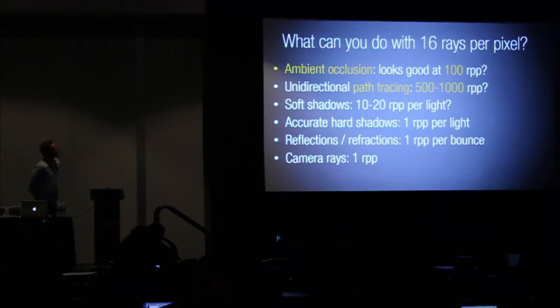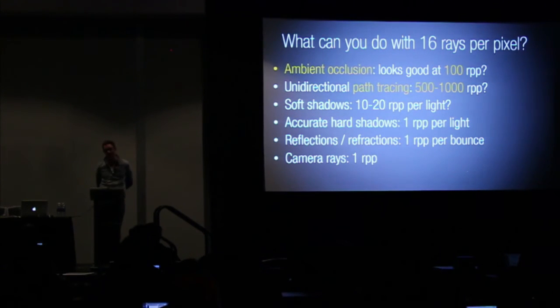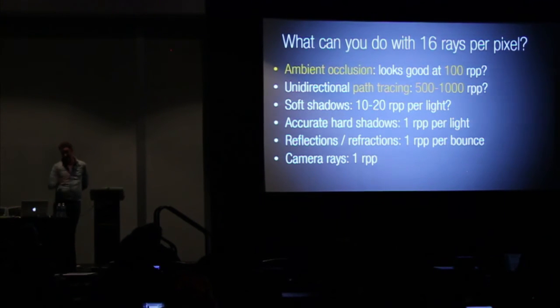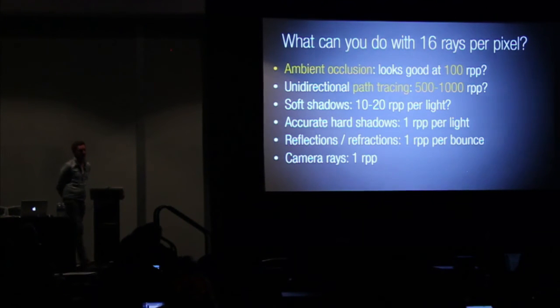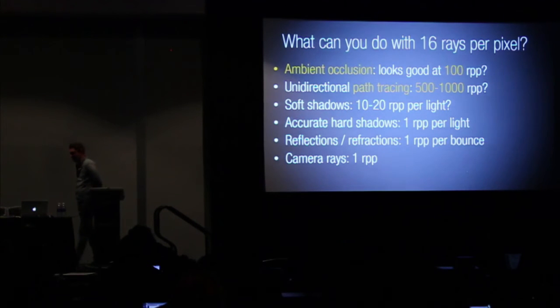Well, let's talk about the natural applications of ray tracing that we originally wanted to do. Ambient occlusion, 16 rays is going to be a very noisy looking ambient occlusion. Ambient occlusion starts looking good around 100 rays. Path tracing starts looking good probably about 1,000 rays. Soft shadows, maybe. With a nice jitter pattern, you could probably get close to a good looking soft shadow with 16 rays.